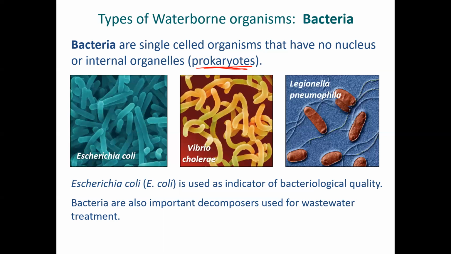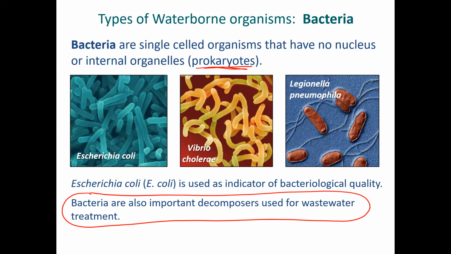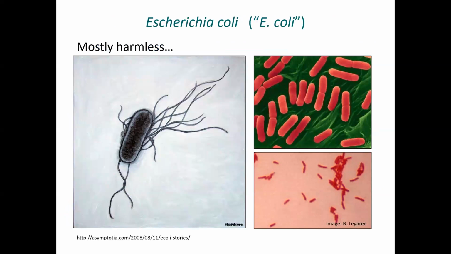They come in many shapes and sizes. There's a whole variety of them. You can see I have 3 listed here that are important for water quality. E. coli is important as an indicator of bacterial quality, and some E. colis can cause disease as well. But notice this other comment I have down here, is that bacteria are actually really important for wastewater treatment as well. So they're not all bad. A lot of people like to think of bacteria or germs as bad. Well, that's not true. And I could certainly go into that a lot, but we're mostly going to focus on these ones here. So let's talk a little bit about E. coli.